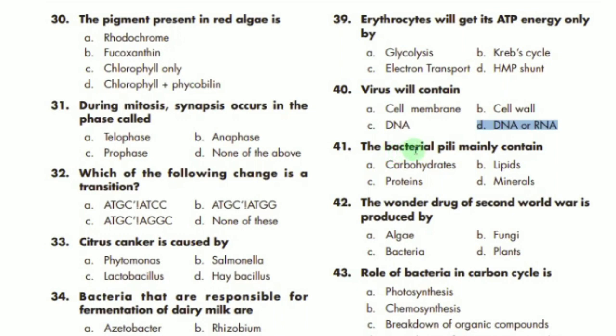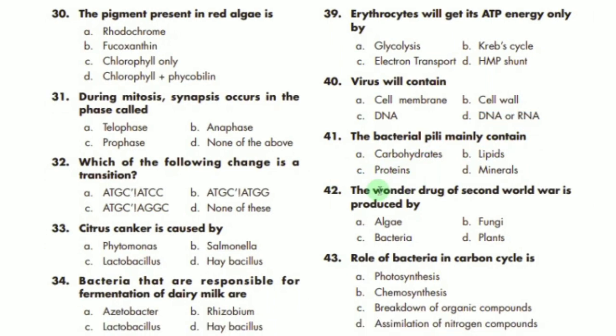MCQ 41 says that the bacterial pili mainly contain... The bacterial pili mainly contain protein. So C is the correct option. MCQ 42 says that the wonder drug of the Second World War is produced by... In the Second World War they mostly used the fungi.